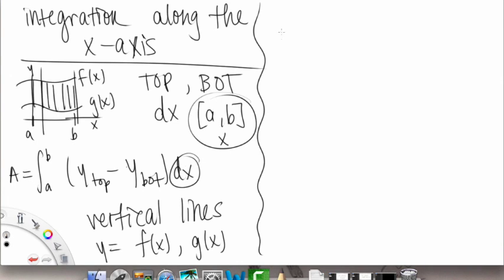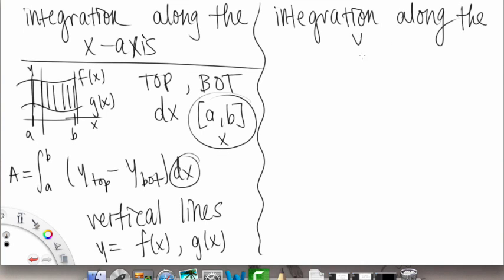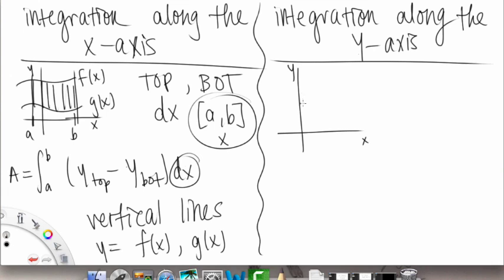Now what we're going to learn is how to integrate along the y-axis. And everything is basically going to be turned on its side, literally. So what that means is that our graph is now going to look like x and y. So now, instead of curves going horizontally sort of, we're going to have them going a little bit vertically, okay? So we have something like this. So this one I'll call g of y, and this one is our f of y, okay?